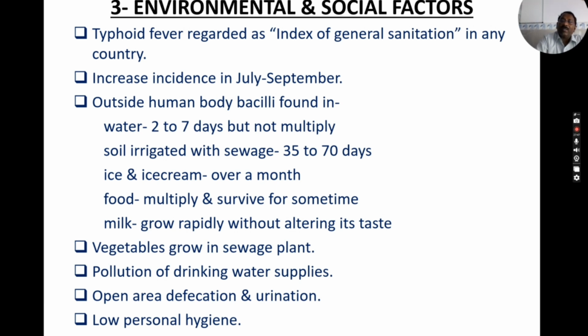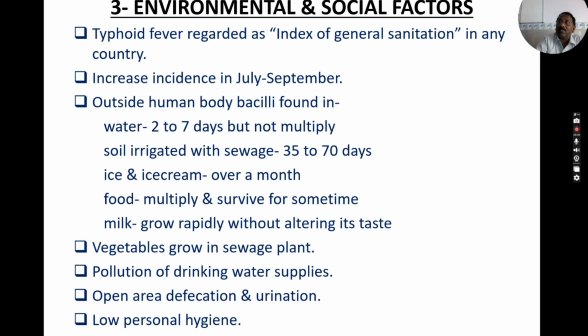Outside the human body, bacilli are found in water for 2 to 7 days but do not multiply. In soil irrigated with sewage, about 1 to 2 months. In ice and ice cream, over a month. In food, they multiply and survive for some time. In milk, they grow rapidly without altering its state. Vegetables grown in sewage plants.